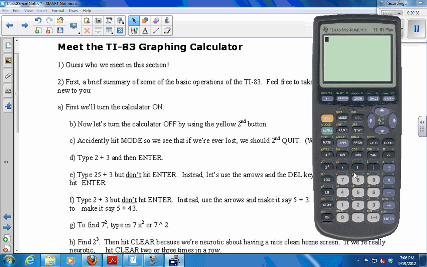All right, so in the home screen, you can do all kinds of things, right? You can do 2 plus 3, and there's no equals button. You use the enter button instead of equals. Gives you 5.